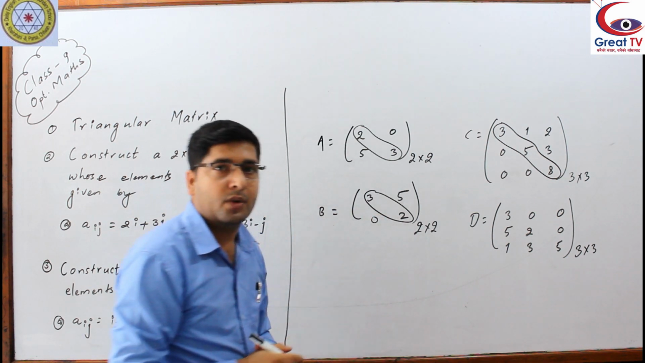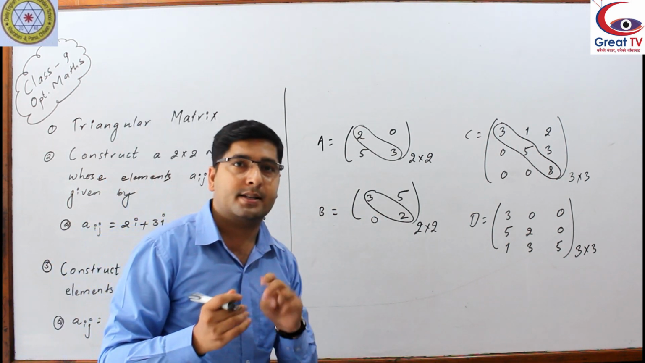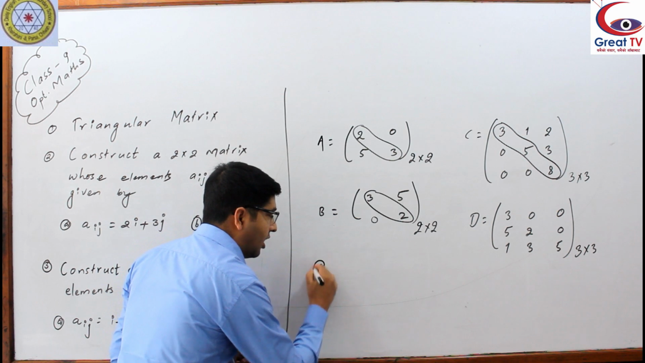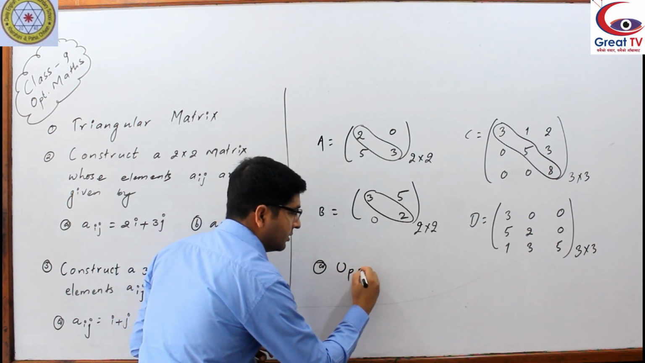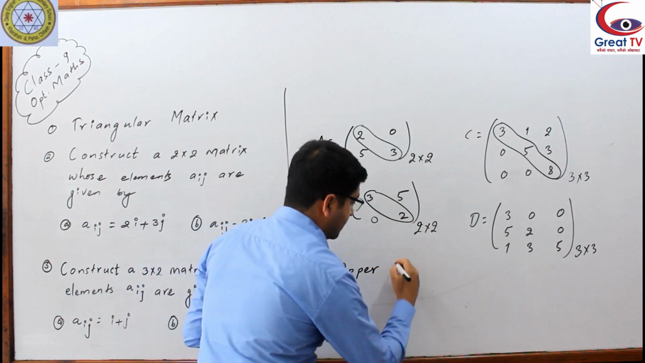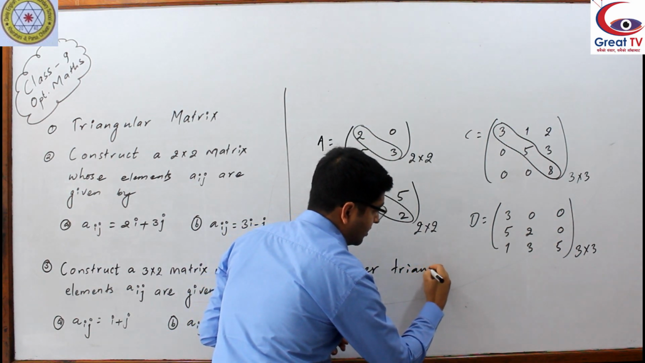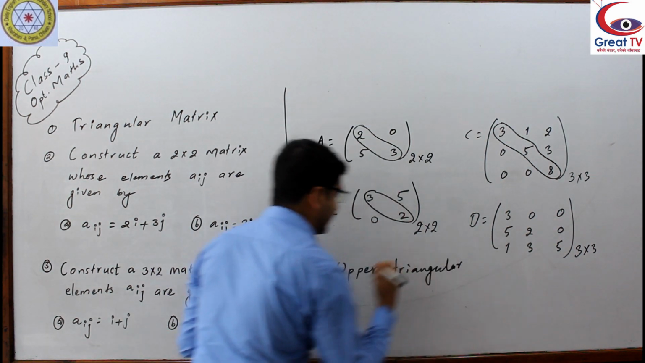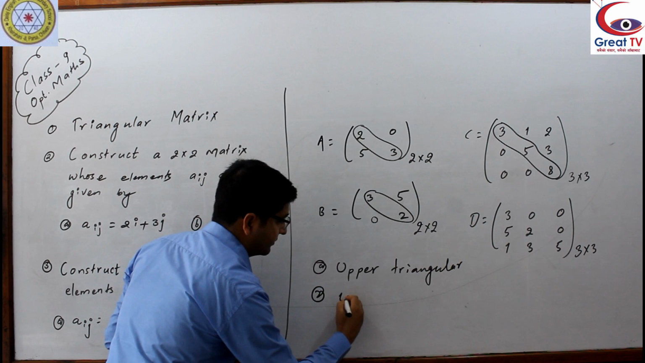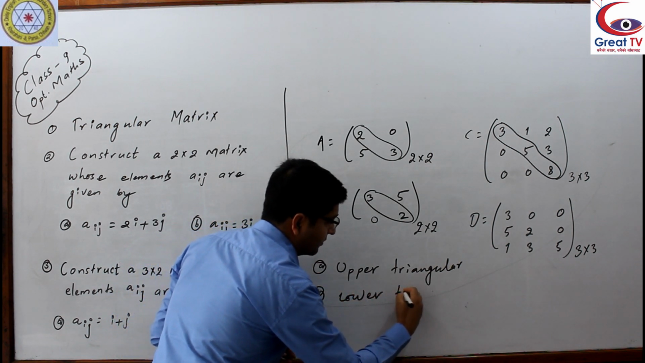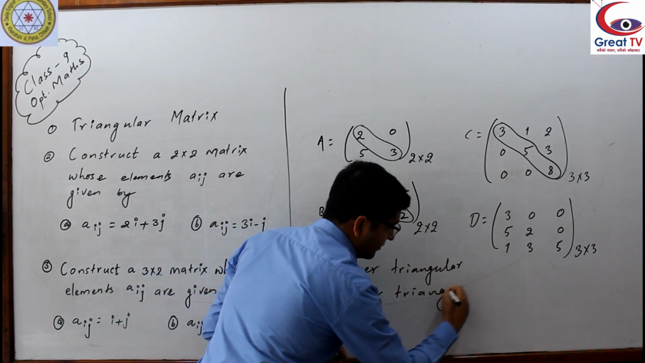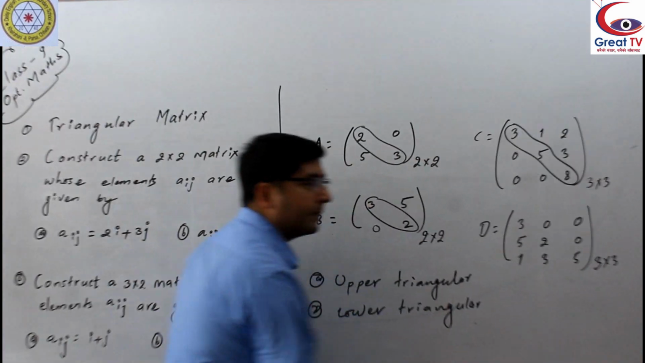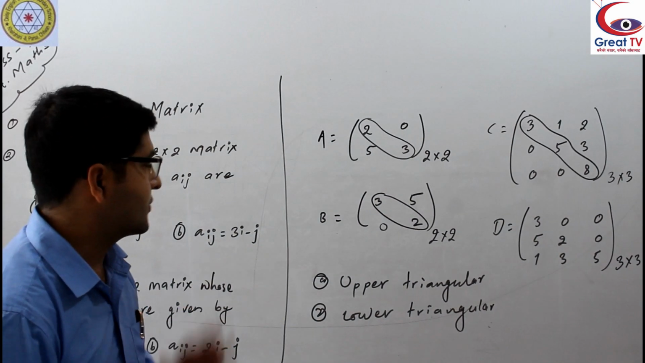We can divide triangular matrix into two parts. That is, first one upper triangular, and the second one lower triangular. Okay, upper triangular matrix and lower triangular matrix.